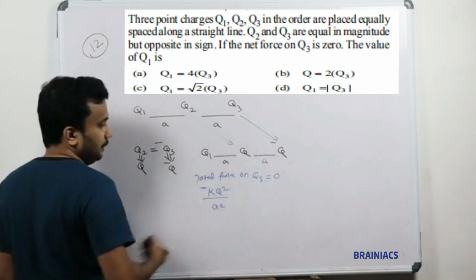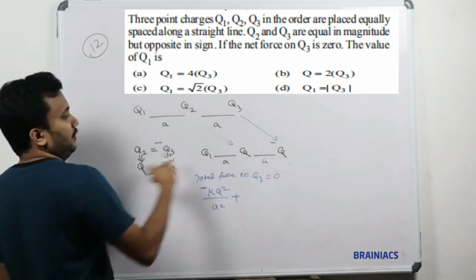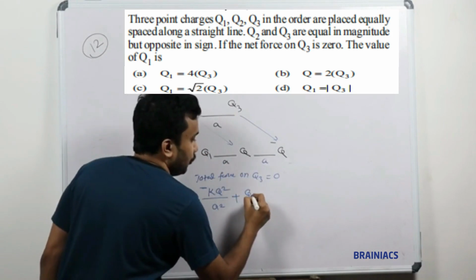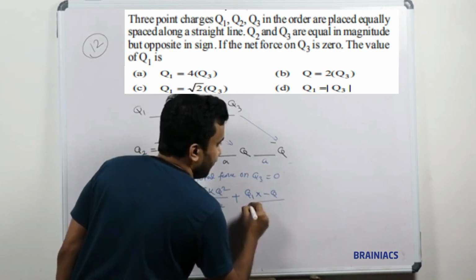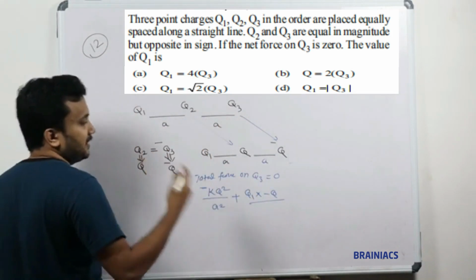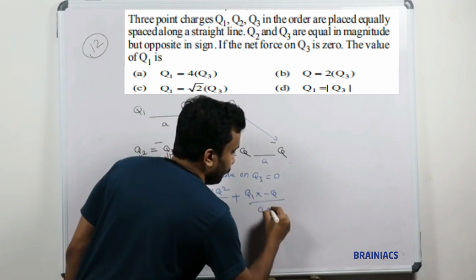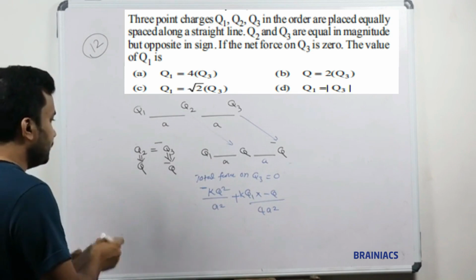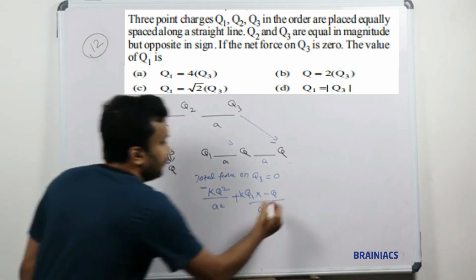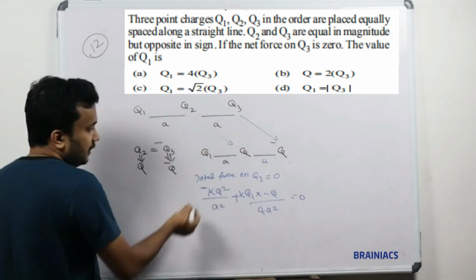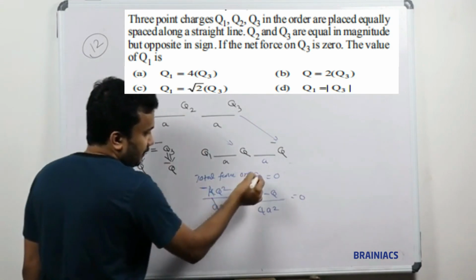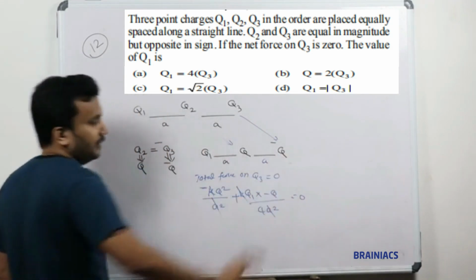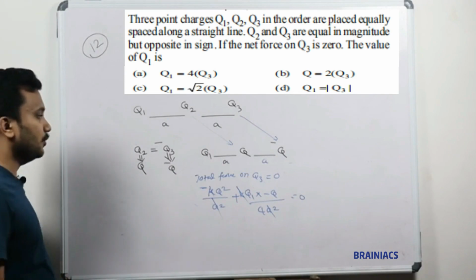What is the sign? Q into minus Q, so it's a negative charge. Plus, what's the charge between them? Q1 into minus Q divided by the distance between them, A plus A, so it is 2A, which becomes 4A square. So K will be here, and the total force will be equal to 0. K and A square will cancel out.